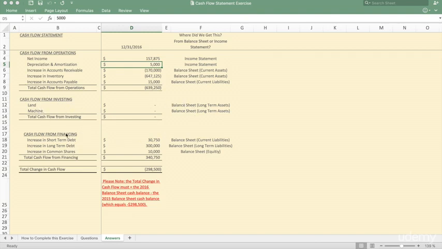And then lastly, cash flow from financing. We actually increased our debt a bit for short and long term, as well as common shares. And so add all that stuff together, this guy, and this guy, and that gets you negative $298,500. And I wrote here, please note the change in cash flow has to equal the balance sheet from the current year minus the balance sheet from the last year's cash position, okay? So our cash position decreased by this much.